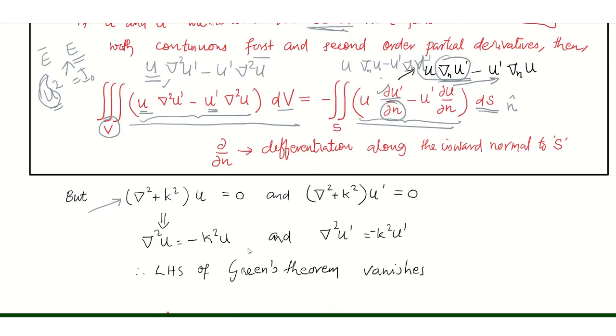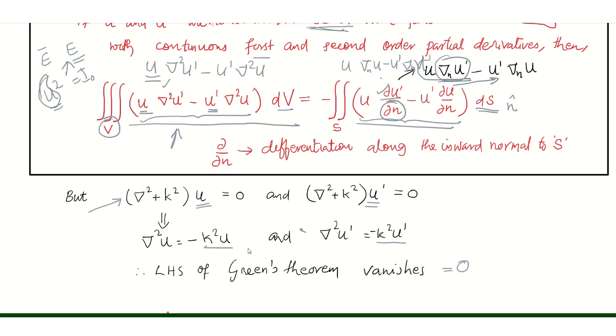Now we have this time independent wave equation, del square u, and we have two functions, u and u prime. You substitute that, which means del square u is minus k square u, del square u prime is minus k square u prime, and if you substitute these two into the left hand side of Green's equation, this becomes u prime minus u prime k square, and this becomes minus of minus u prime k square, which means the left hand side of Green's theorem becomes 0.